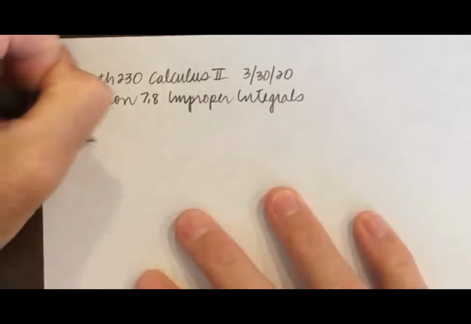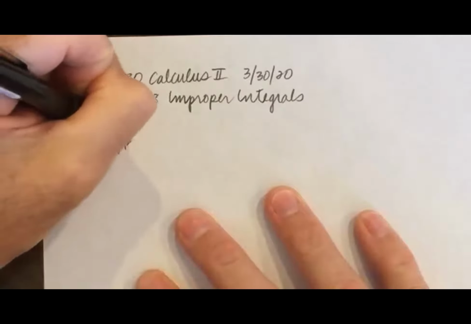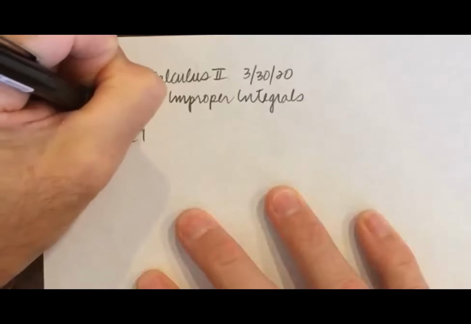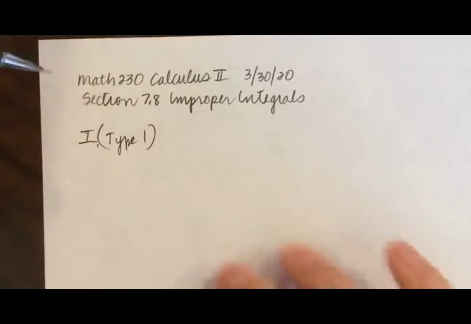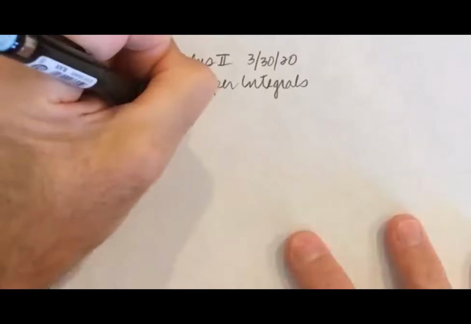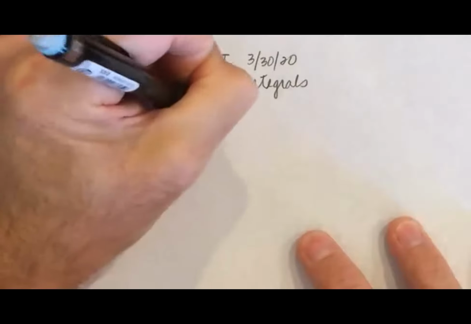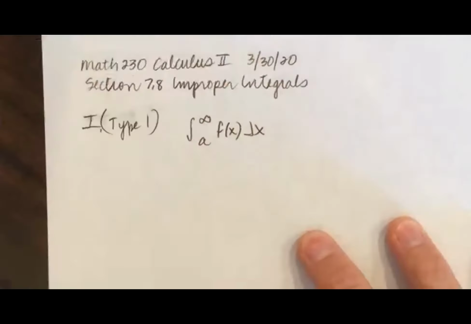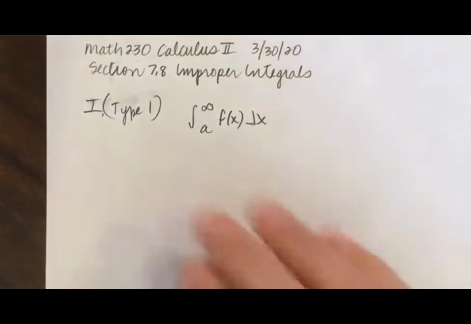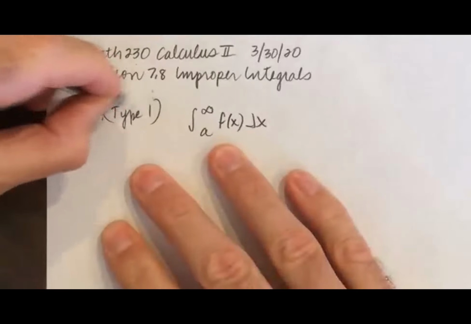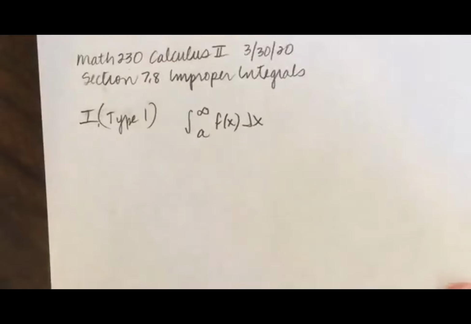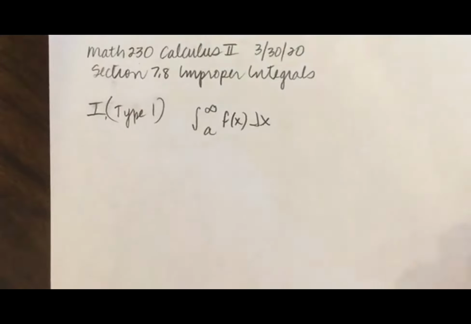This is type 1, which is an integral that looks something like this. We're going to start somewhere and go to infinity. And we're going to say, all right, how do you do this? Because we already know that we anti-differentiate, and then once we've anti-differentiated, we plug in. And how do you plug in an infinity? Because that means keep plugging in forever, right? And so here's the answer.